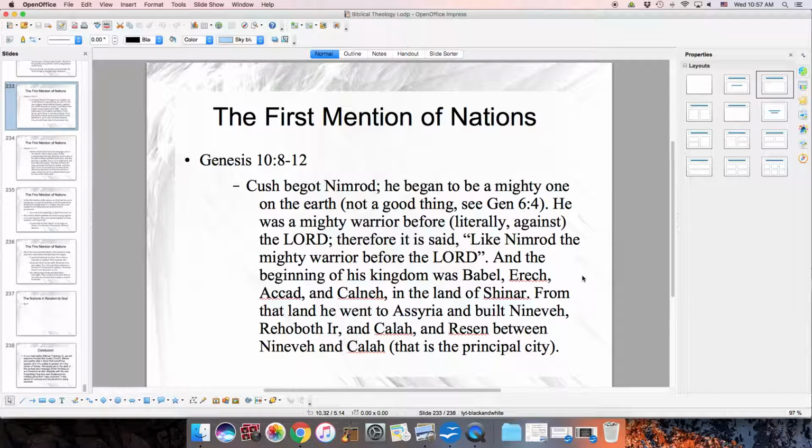So from Nimrod, who fought as a mighty warrior against the Lord, comes Assyria and Babylon. Assyria being one of the nations that is constantly at enmity with Israel, and eventually takes away the northern kingdom. Babylon, again, is the object of God's wrath against Jerusalem to even lead Judah into captivity. Do you see what's happening here?